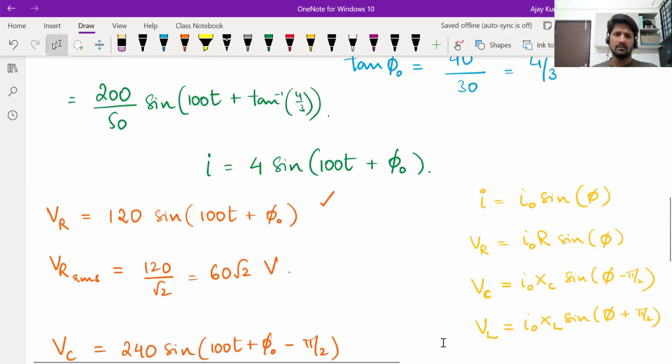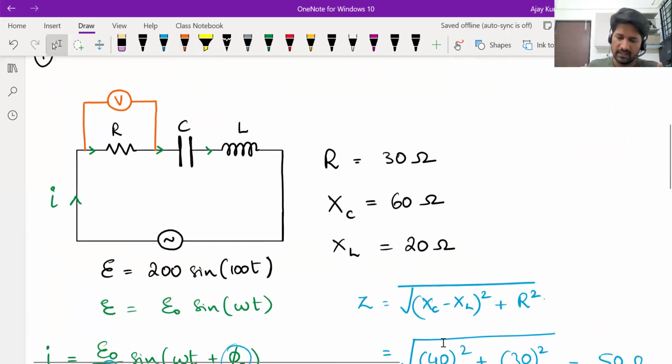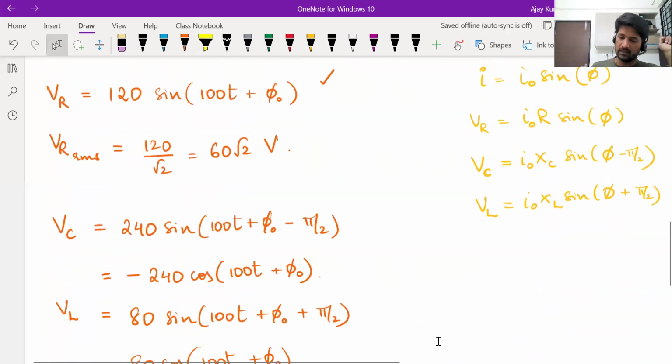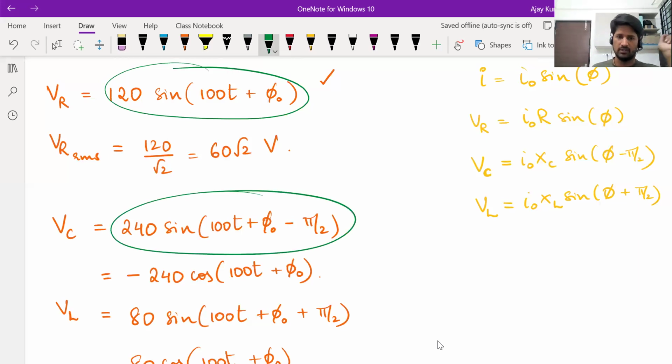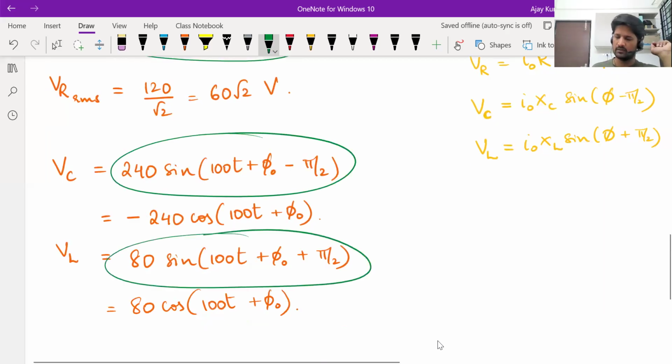And then if you are asked what is the reading of the voltmeter, you can tell. If the voltmeter is connected across the resistance, you have to tell the RMS value of the resistance voltage. If it is connected across the capacitor, you have to tell the RMS value of the capacitor voltage. Similarly, inductor. So wherever a voltmeter is connected, if they ask you what is the reading of the voltmeter in an AC circuit, you have to get the voltage function first and then take its RMS value.